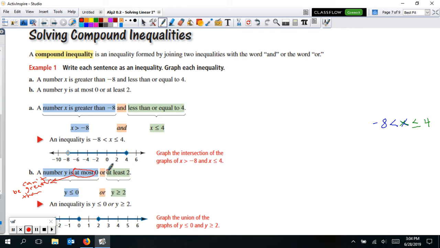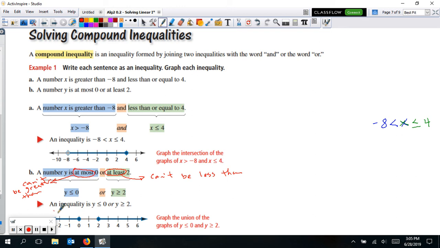The at least right here, that's just the opposite. It can't be less than whatever the number says. It can't be less than 2. So that's why it can be 2, it just can't be less than 2. So y is greater than or equal to 2. That's one thing you want to see about those words and how to write the inequality.